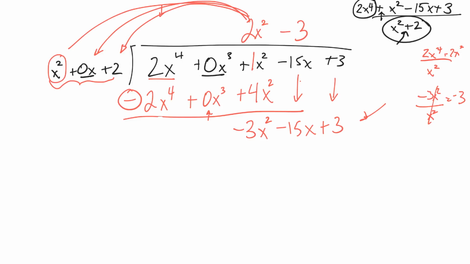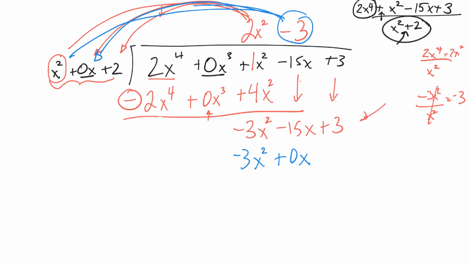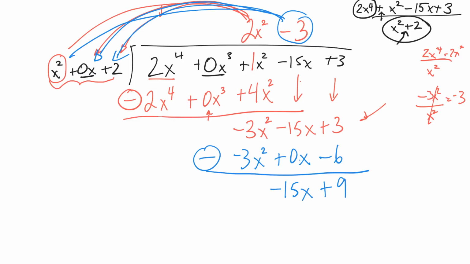And now I'll do this one in blue. I'll take this and multiply it by that. So that'll be a minus 3x squared. And this times this will be 0x. And this times this will be negative 6. Subtract. These cancel out, this first one. Minus 15 subtract 0 would be a negative 15x. And 3 subtract a negative 6 would be a positive 9.